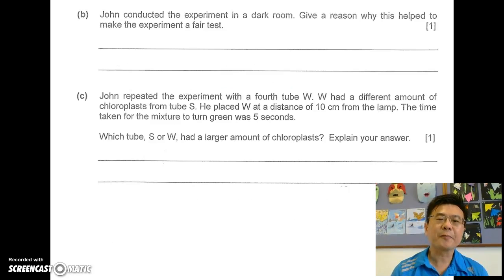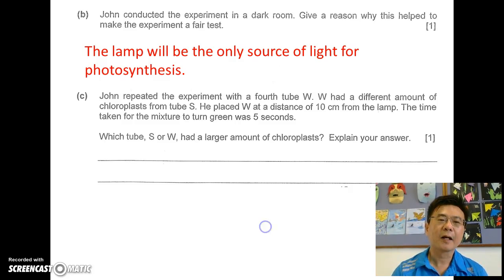John conducted the experiment in a dark room. Give a reason why this helped to make the experiment a fair test. The lamp will be the only source of light for photosynthesis. If the experiment were to be conducted in a bright room, there will be other sources of light like sunlight, and this will make the experiment unfair.